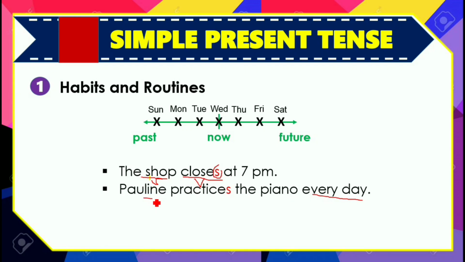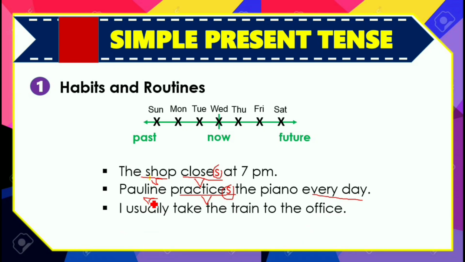So Pauline is our subject, while our verb is practices. We added an s because our subject is singular. Another example is I usually take the train to the office. So it's a routine. And whenever he goes to the office, he takes a train.